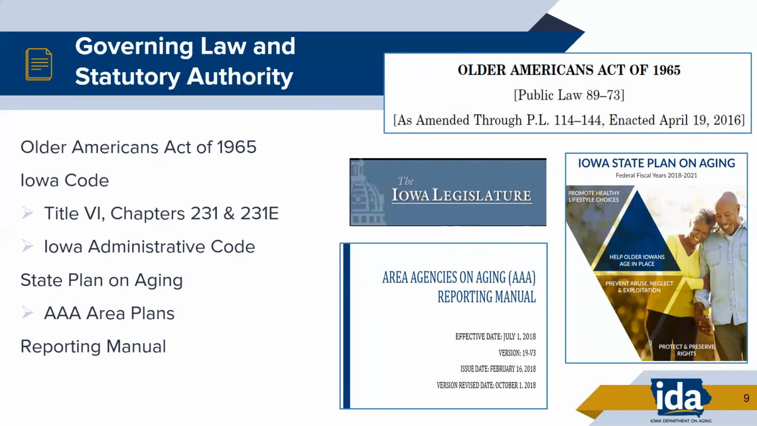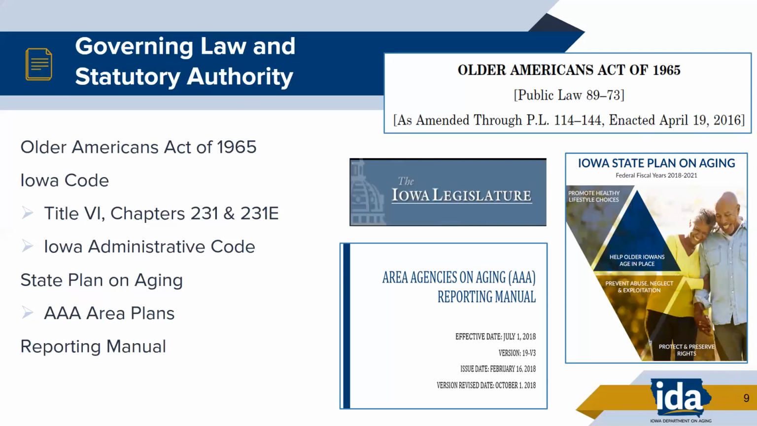Each state unit on aging must operate under an approved state plan on aging. The Act also mandates that the AAA must operate under an approved area plan on aging. The IDA, Iowa Department on Aging, has oversight of area plan development and implementation process. The Iowa Commission on Aging approves area plans.